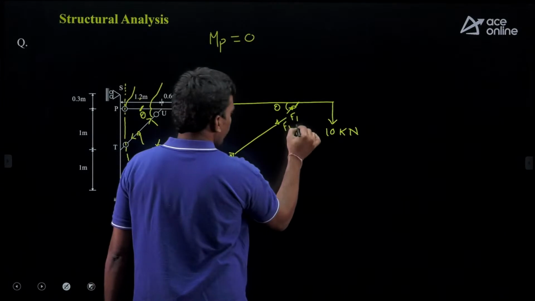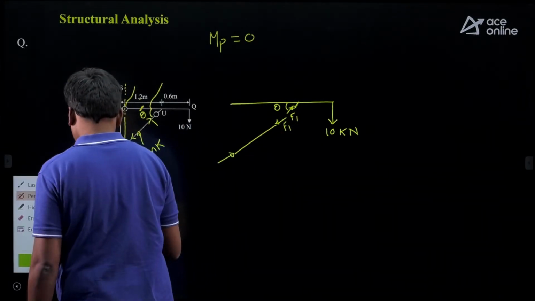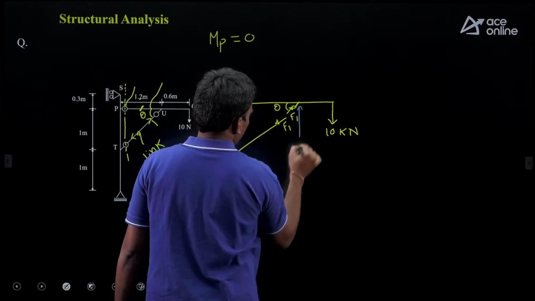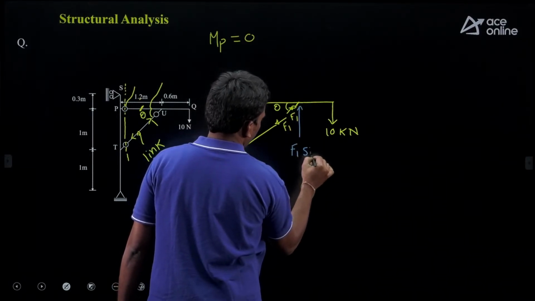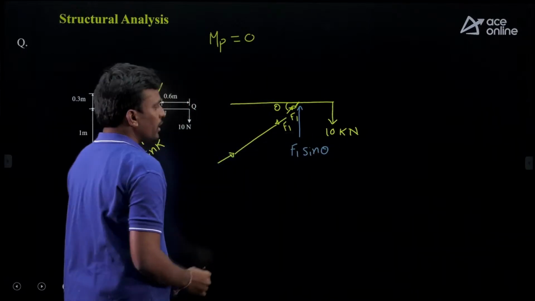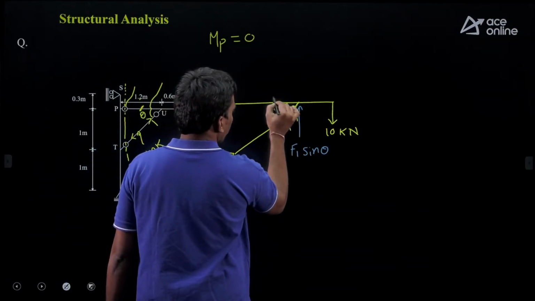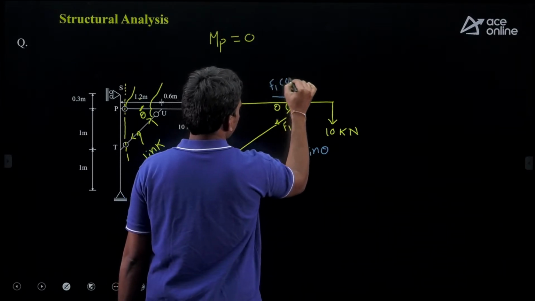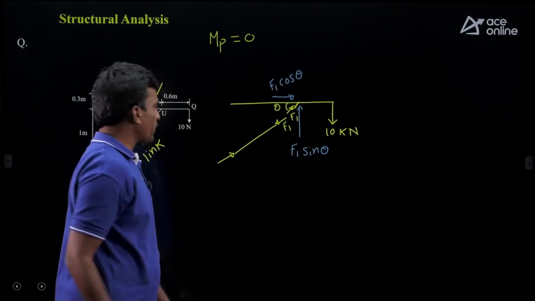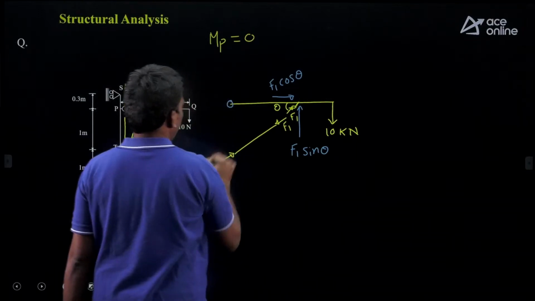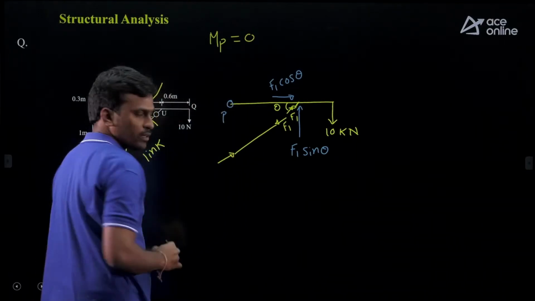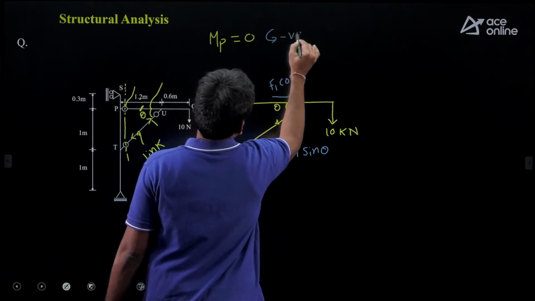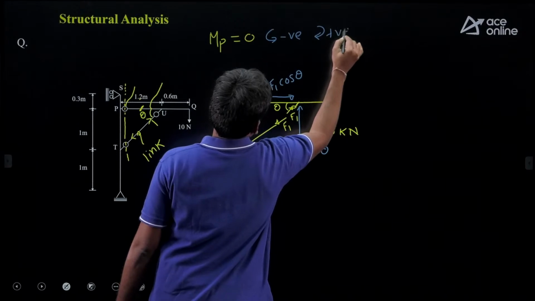If we resolve in the vertical direction, here it is F1 sin theta. If we resolve in the horizontal direction, the horizontal component is F1 cos theta. So this is the hinge, right? At this hinge, this is the point P. Now the moment at P is 0. So anti-clockwise is negative, clockwise is positive.